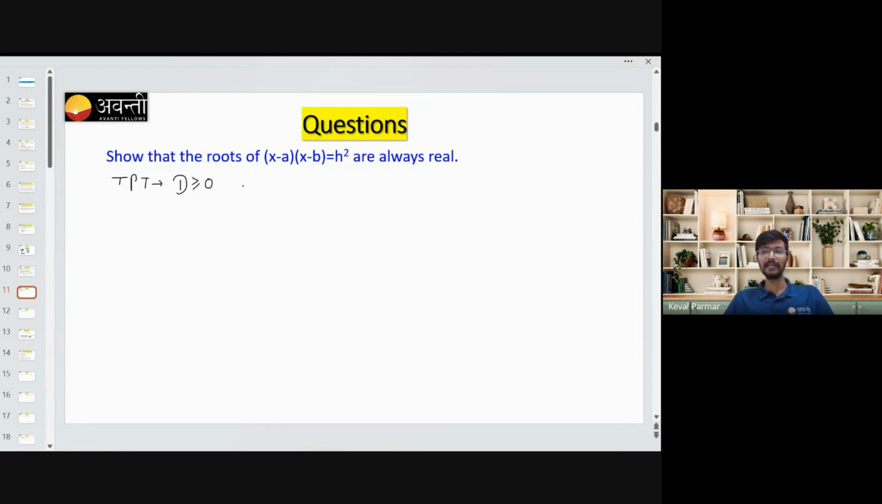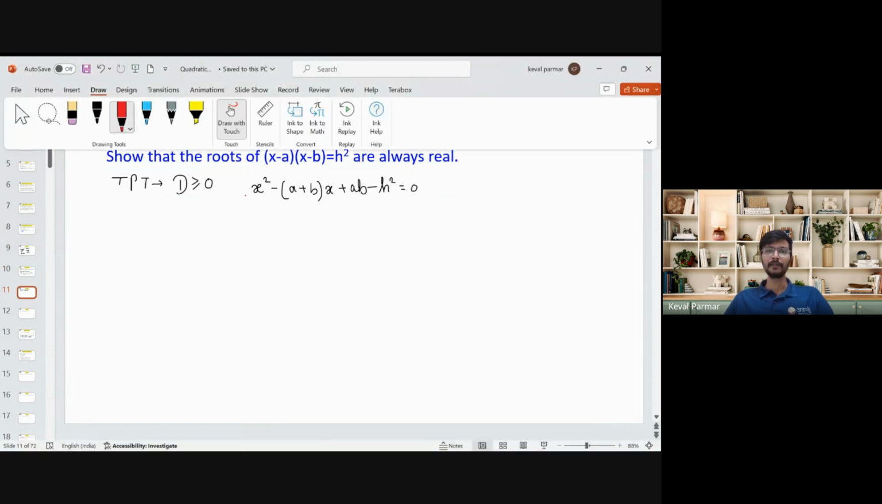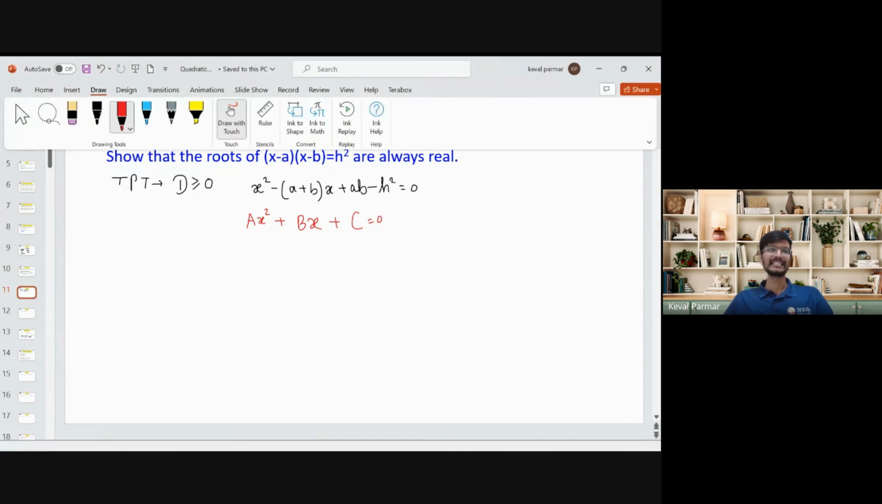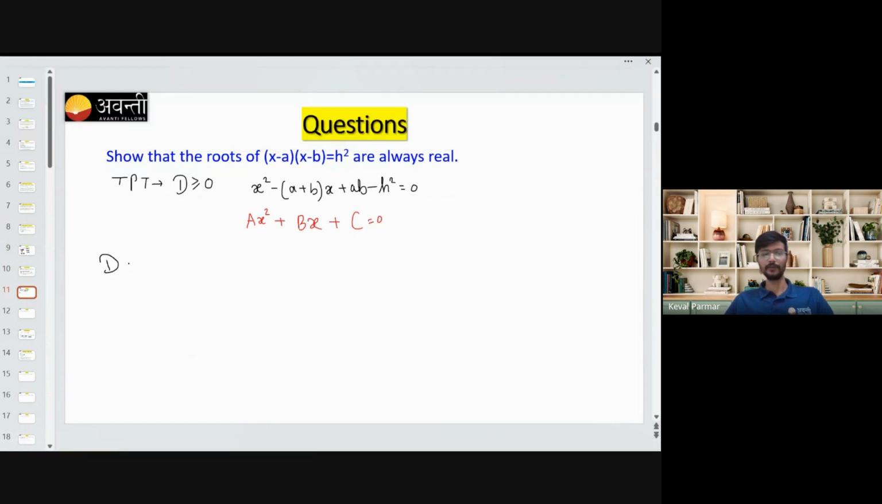Now, first, let us simplify the quadratic equation in the general form. We can write it as x square minus (a plus b)x plus ab minus h square equals 0. So what is discriminant, guys? If we compare it, then I'll get ax square plus bx plus c equals 0. So discriminant, or you can say delta also, will be equal to b square minus 4ac.